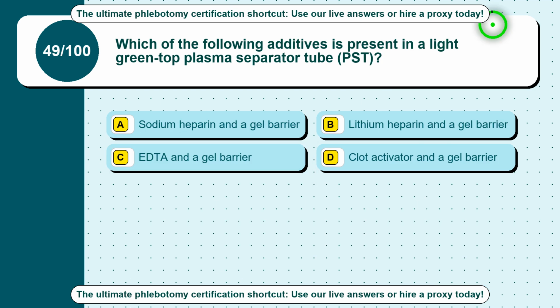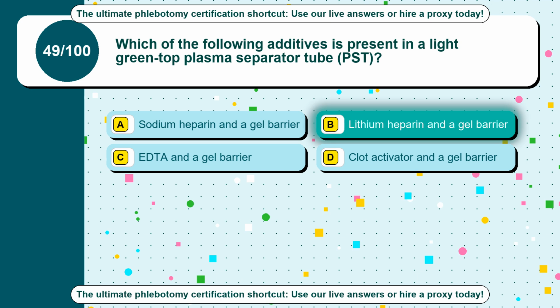Question 49. Which of the following additives is present in a light green top plasma separator tube, PST? Option A, sodium heparin and a gel barrier. Option B, lithium heparin and a gel barrier. Option C, EDTA and a gel barrier. Option D, clot activator and a gel barrier. The correct answer is option B, lithium heparin and a gel barrier.